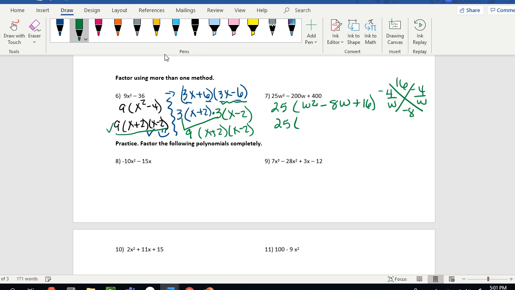And it is okay. I would never count this wrong as W minus 4 times W minus 4. I never gave my kids bonus points for this, but it can be rewritten a little bit shorter. W minus 4 squared. Know that because it can make your life a little bit easier. Okay? All right.